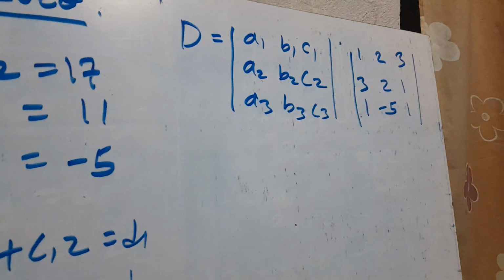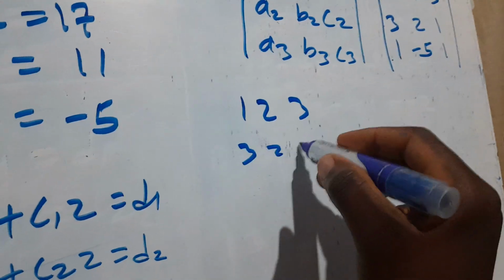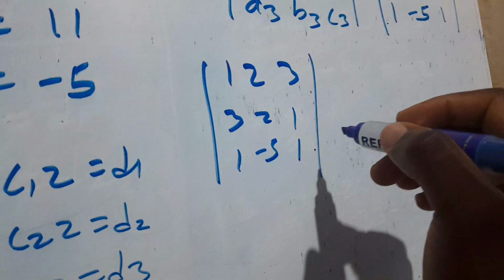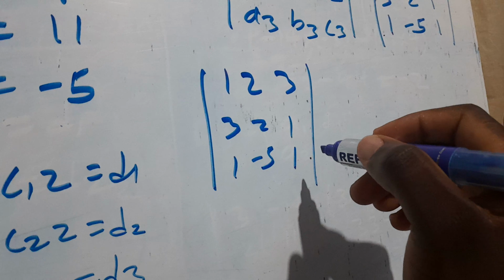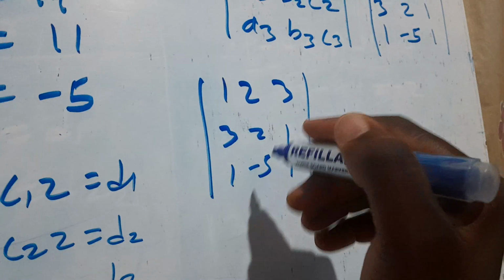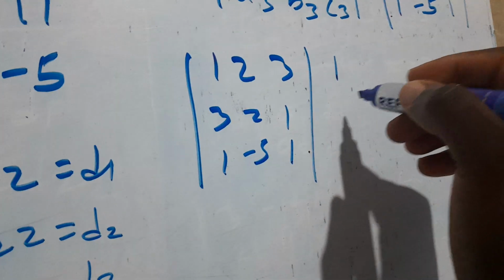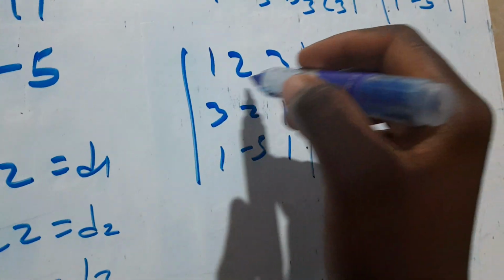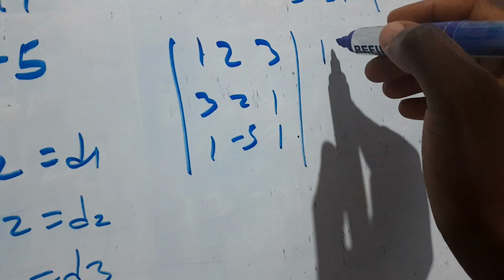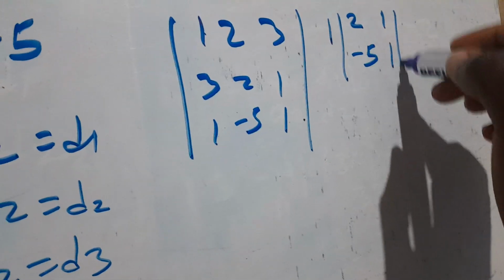What we then do, we have our 3 by 3 matrix: 1, 2, 3, 3, 2, 1, 1, negative 5, 1. We find the determinant of this matrix. We can pick either a row or a column. Let's say we have 1, 2, 3. When you have 1, you look at this row and then you cancel the column. What you remain with is 2, 1, negative 5, and 1.